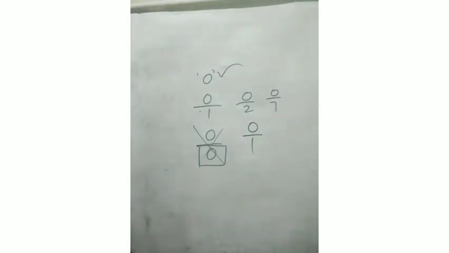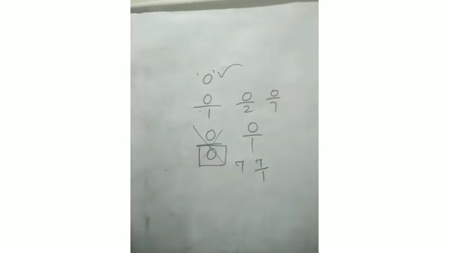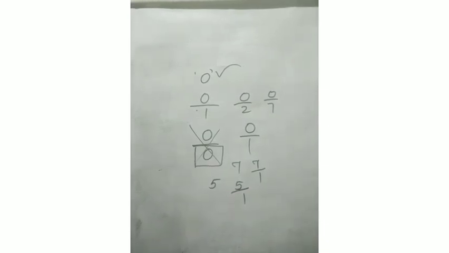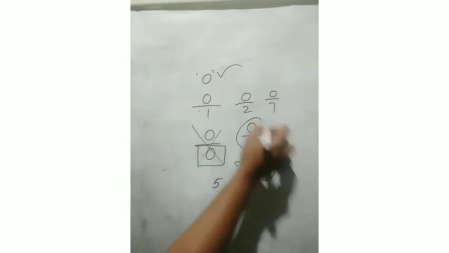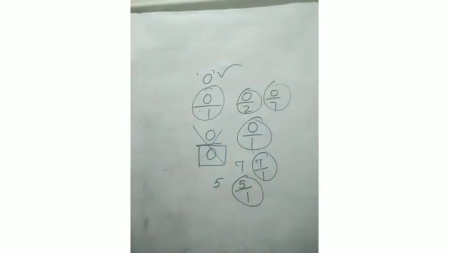Then, is 7 a rational number? Yes, because we can write 7/1. Then 5. Yes, 5 is a rational number because we can write it as 5/1. All these are in the form of p/q and here q is not equal to 0.